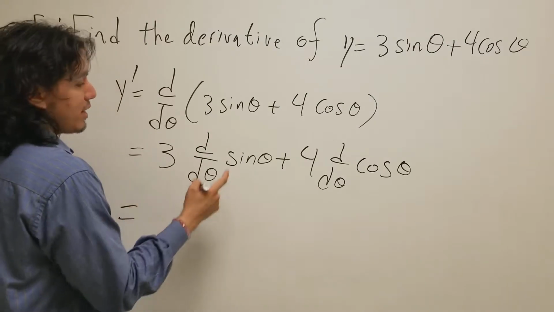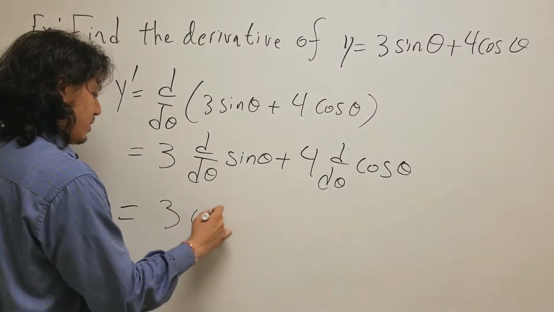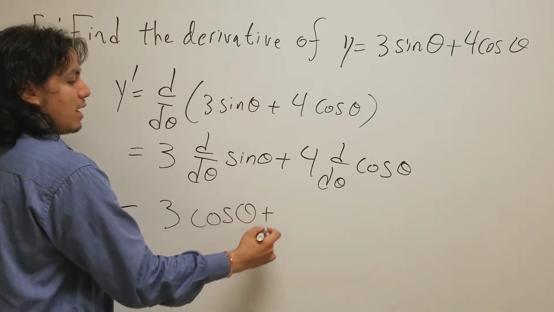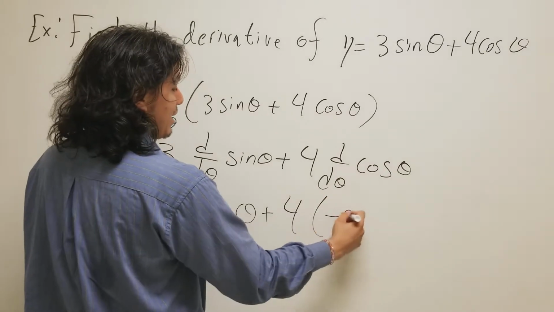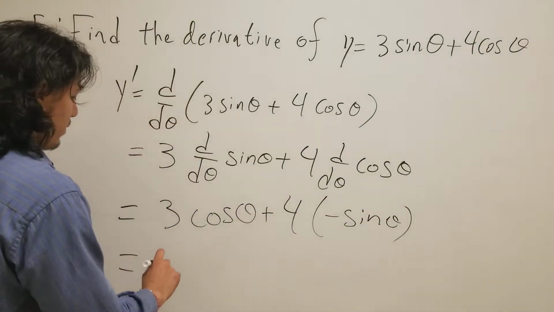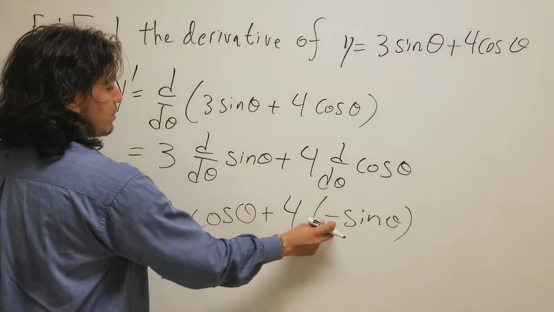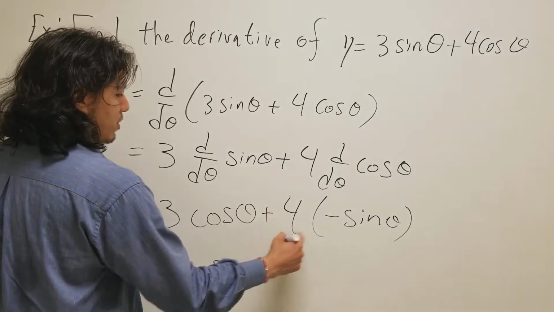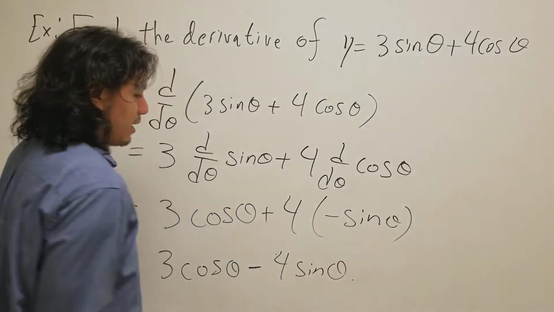And then remember what I said just a few moments ago, the derivative of sine is cosine, and the derivative of cosine is negative sine theta. So this would be 3 cos theta, and positive times negative is negative, so you just have 4 times sine, which is negative 4 sine theta.